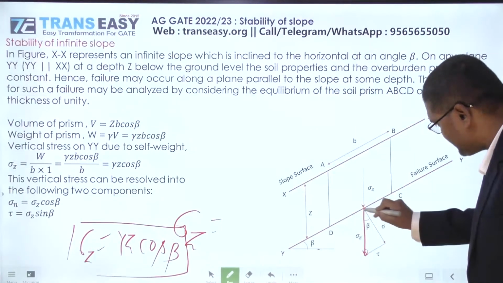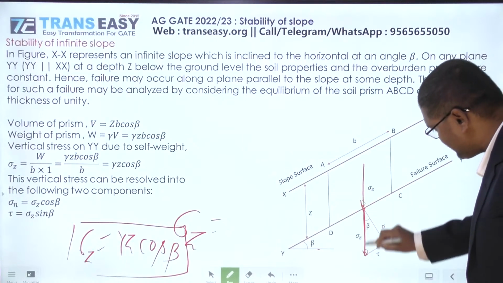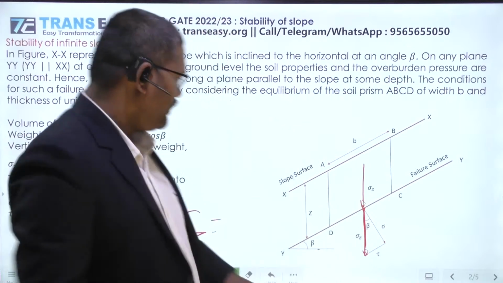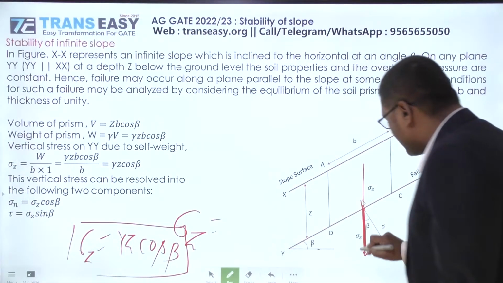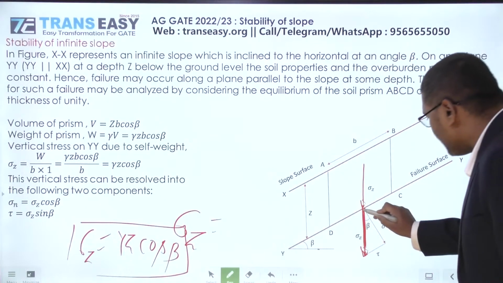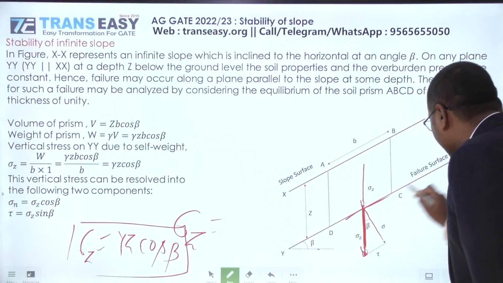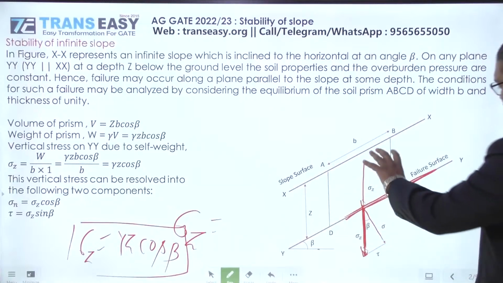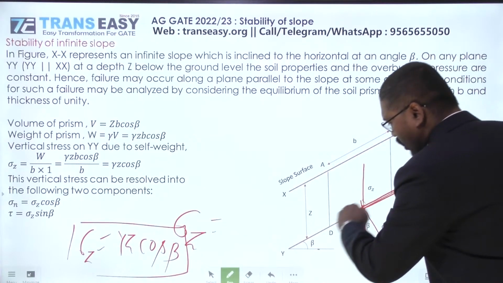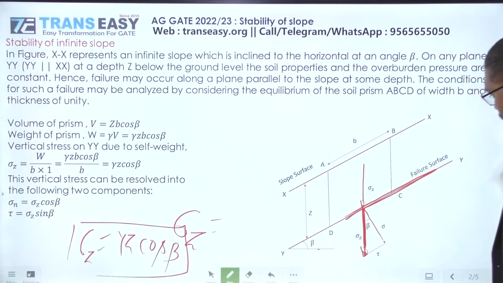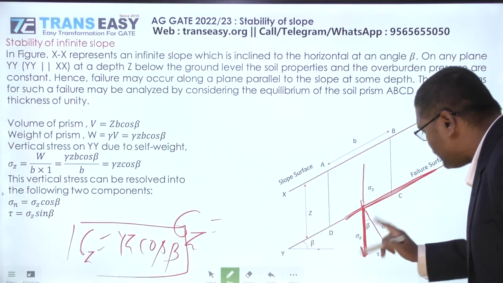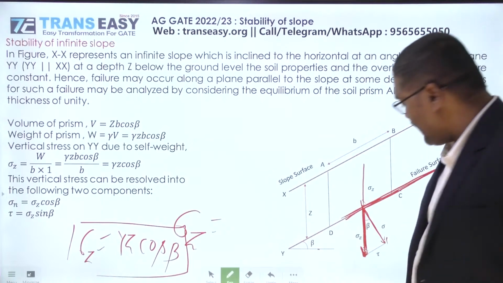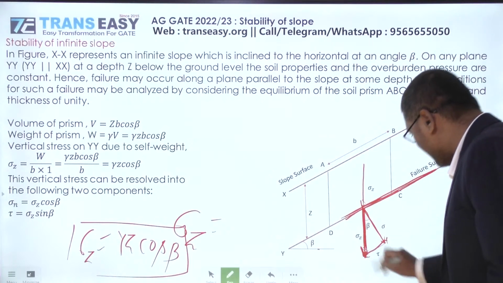This is sigma z. Okay, it is acting. This is sigma z, vertical stress. Now it has two components. This vertical stress has two components. One normal to this surface, and we are assuming this is the failure surface. This soil mass is sliding down along this plane. So it has two components, one normal to this failure plane and the other along this failure plane.